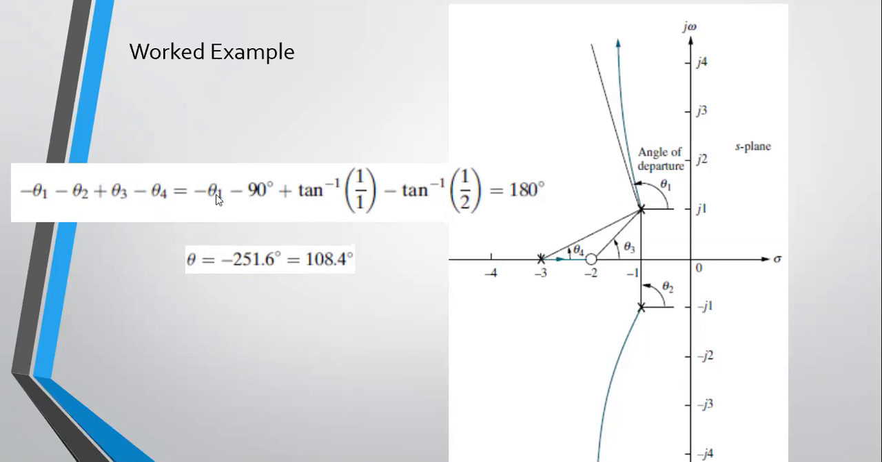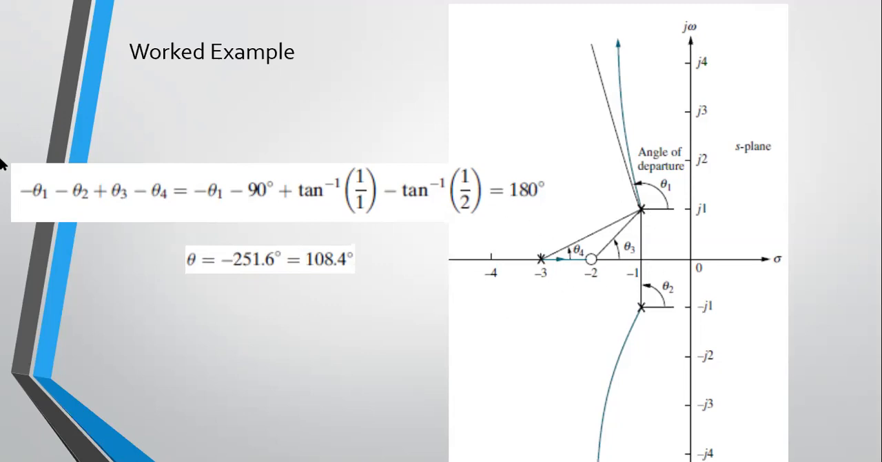Okay, so my θ1 is unknown. This is what you want to find. This is the angle of departure we're trying to find for this complex pole. But we've said this θ2 is simply 90 degrees because these are complex conjugates, it's exactly below it. So you always start from the real axis and then you turn anti-clockwise to get the angle. We've said how to work out these two angles: θ3 is tan inverse of 1 over 1, and θ4 is tan inverse of 1 over 2.